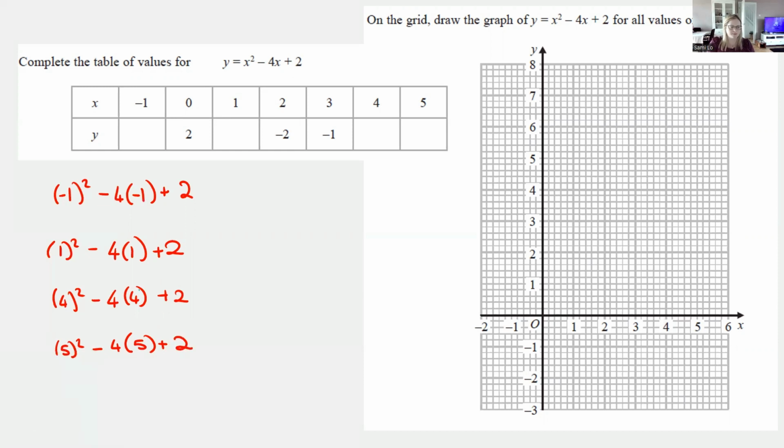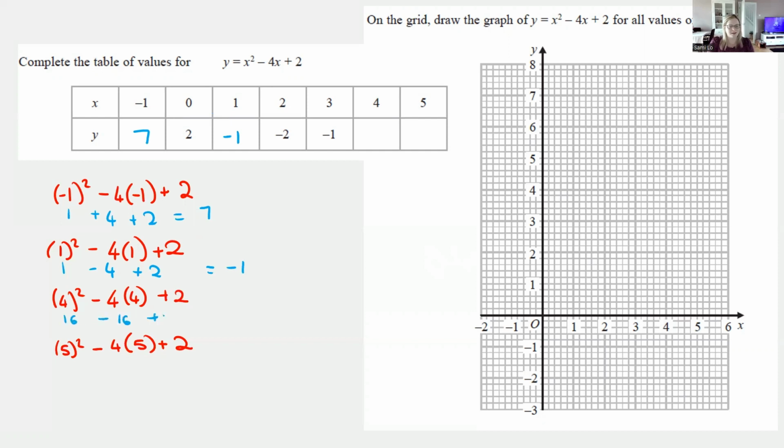I'm just going to change my colour. So I've got 1 - 4 times -1 is going to give us +4 plus 2. That gives us a nice 7. Write that in straight away. 1 - 4 times 1 gives me -4 plus 2. That gives me -1. 4 squared is 16.